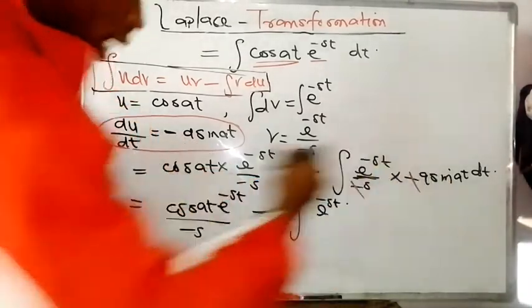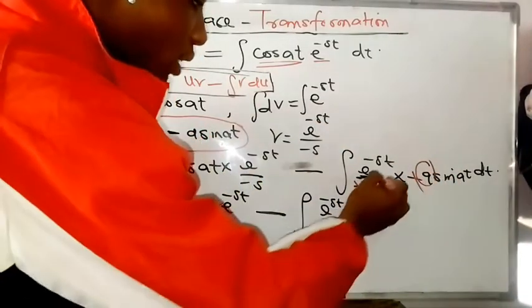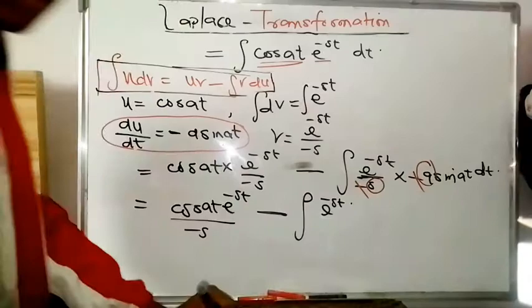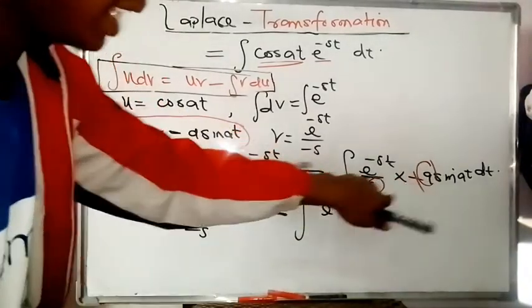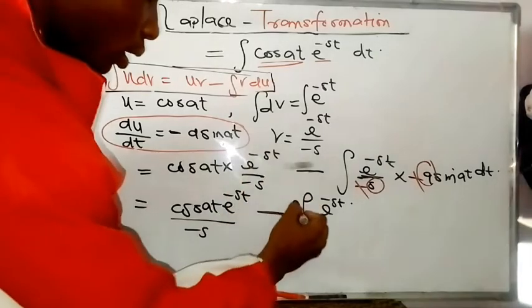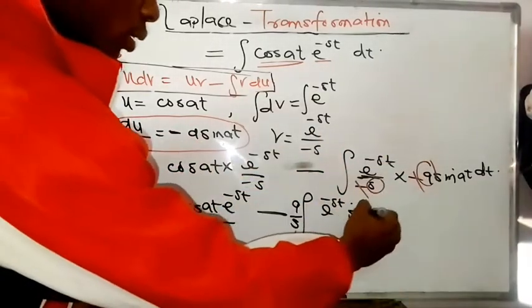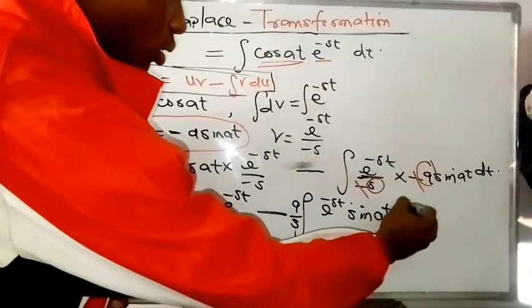Now we're having a here, and we're having s here. Both of them are constants. So now let's take the a and the s to the front of the integral sign. So we'll be having a divided by s, times the integral of exponential minus st sine at dt.